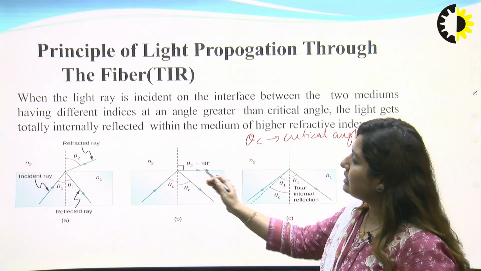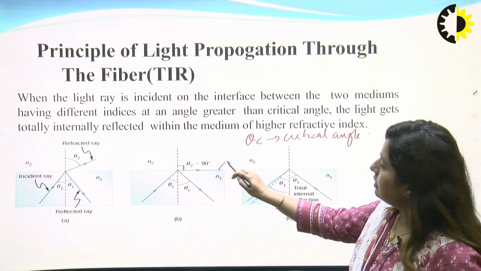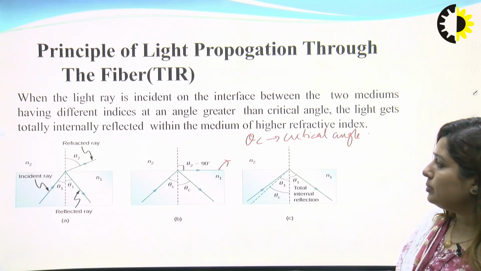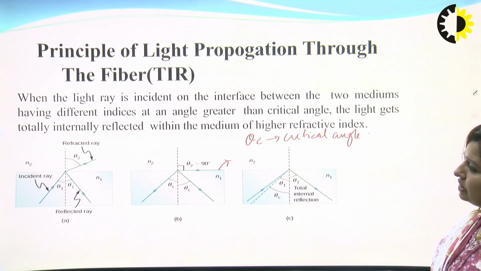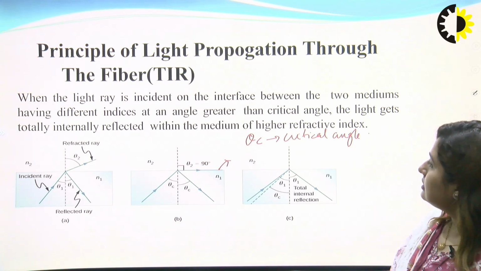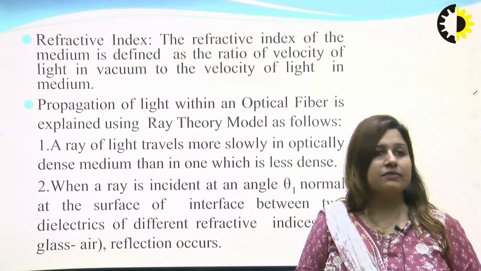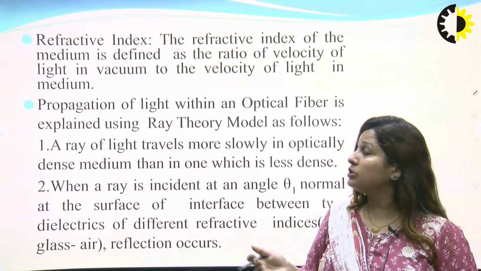The light gets refracted away from the normal and travels parallel to the interface between the two dielectric media, making an angle of 90 degrees with the normal. So, here theta 2 becomes 90 degrees. In the third figure, the angle is much greater than theta c, and now the light comes back into the originating medium. This process is called total internal reflection. When you increase the angle beyond theta c, the critical angle, the light gets reflected back into the same originating medium. What is refractive index? The refractive index of a medium is defined as the ratio of the velocity of light in vacuum to the velocity of light in the medium.